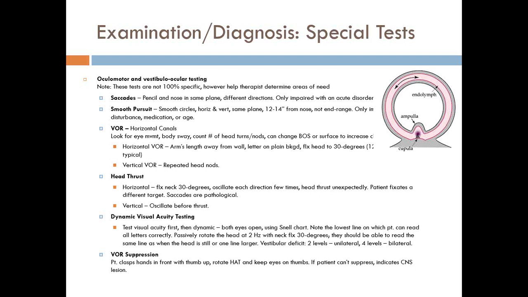If it's a central lesion or a central issue, that usually will be either an acute or chronic issue, and the nystagmus is vertical. The eyes are snapping up and down. That's a central lesion. So peripheral lesion, horizontal; central lesion, vertical.